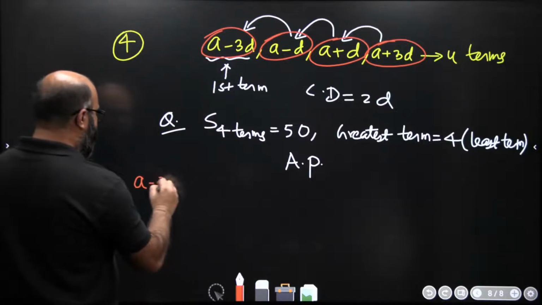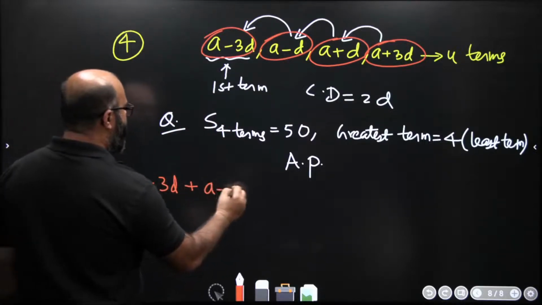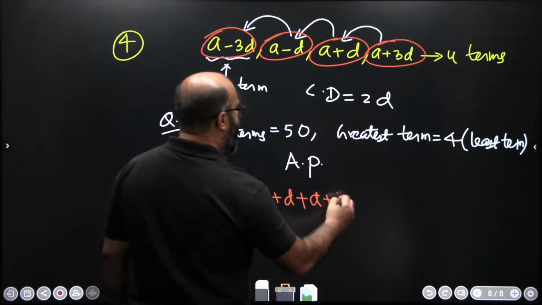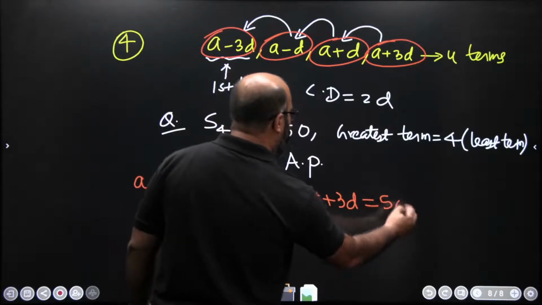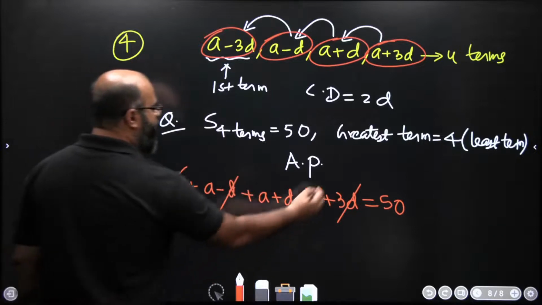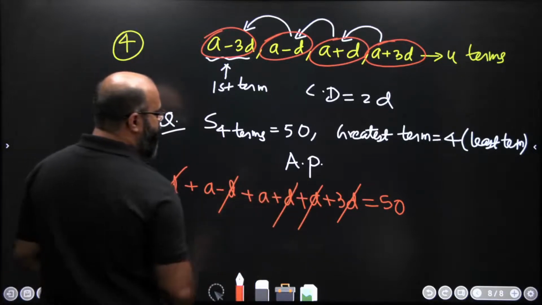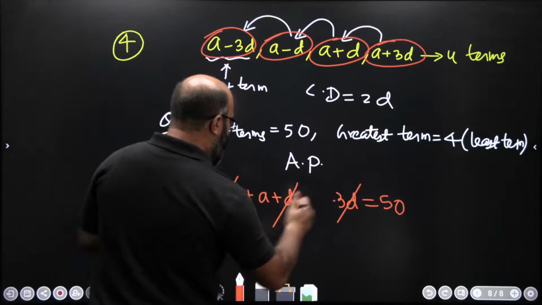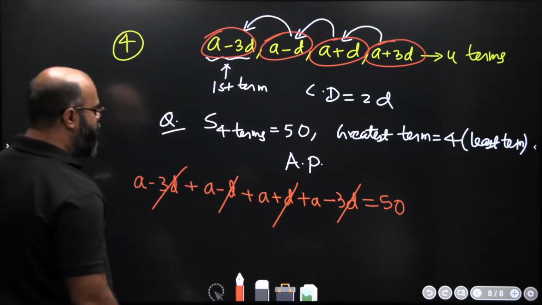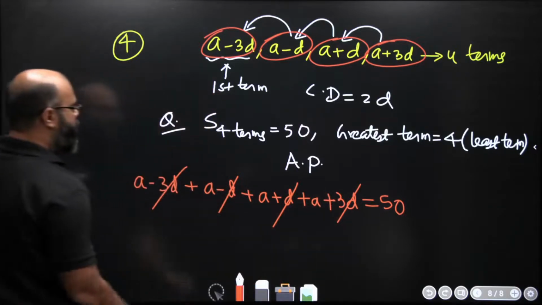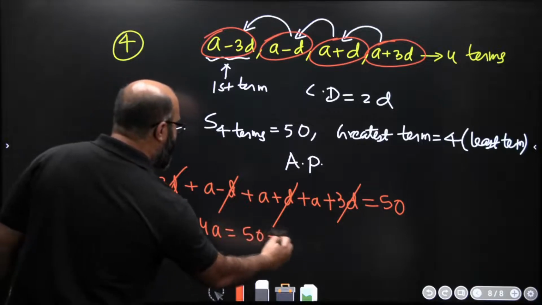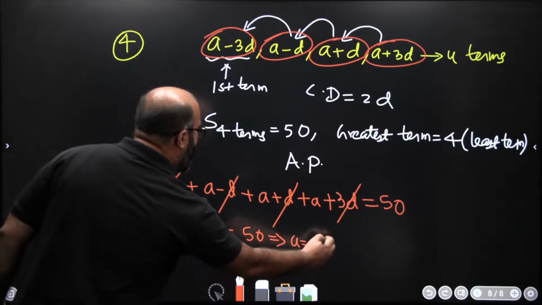a minus 3d and then a minus d, then a plus d, then a plus 3d. What would that be? That would be 50. Now we will cancel minus d with plus d and minus 3d with plus 3d. This is a. So what we get? 4a is equal to 50. So a is equal to 50 by 4, which is 25 upon 2.